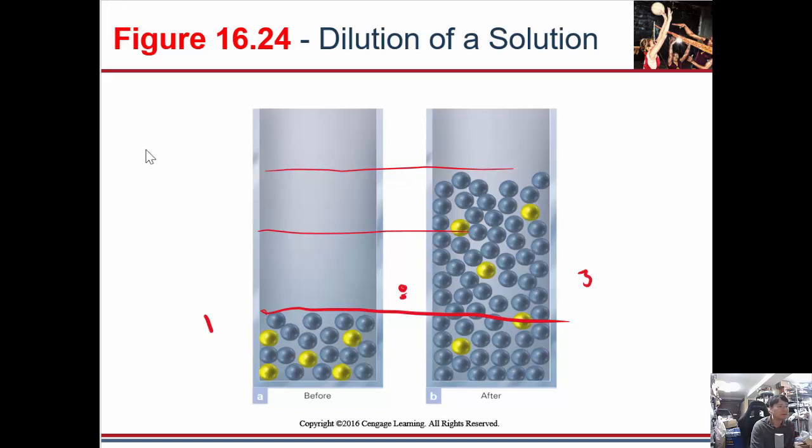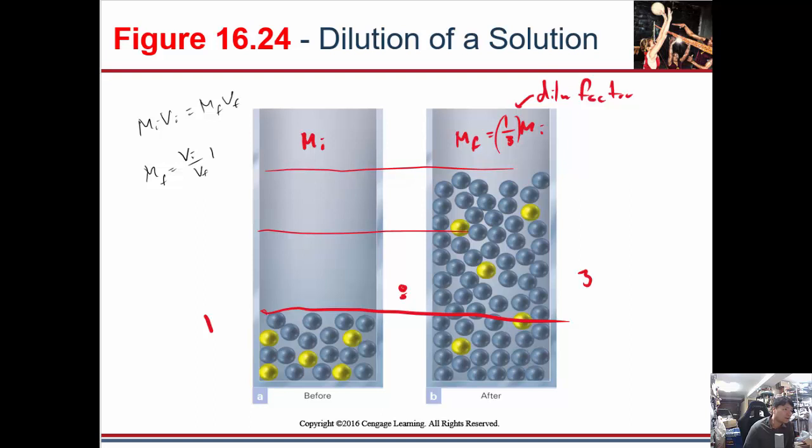1 to 3 dilution means, whatever the initial concentration is, we'll just say molarity initial, the final molarity is going to be a 1 to 3 dilution of the initial molarity. This is the solution dilution equation. This is called the dilution factor here. In other words, if we do molarity initial, volume initial is equal to molarity final, volume final, then the molarity final is going to equal the volume initial over the volume final times the molarity initial. And this is the dilution factor here.